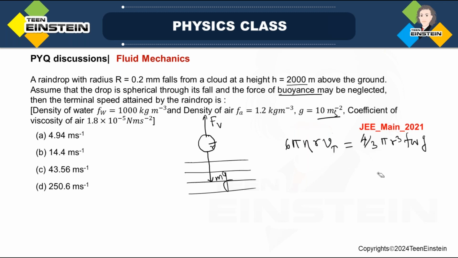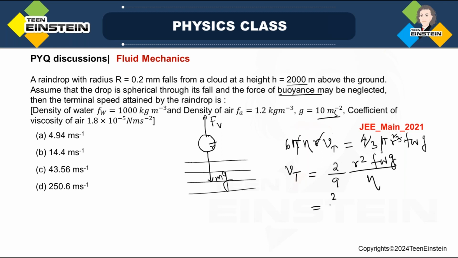So what is v terminal from here? So Vt will be 2 by 9. Pi cancels out, and this r cancels one r here. This will be r square. So I'll write here r square rho w and g divided by eta. Okay. Let us put the values over here.